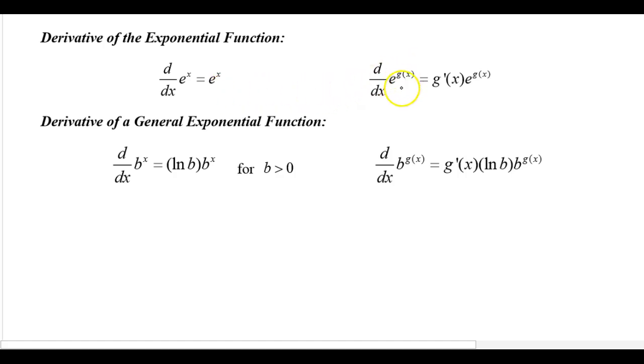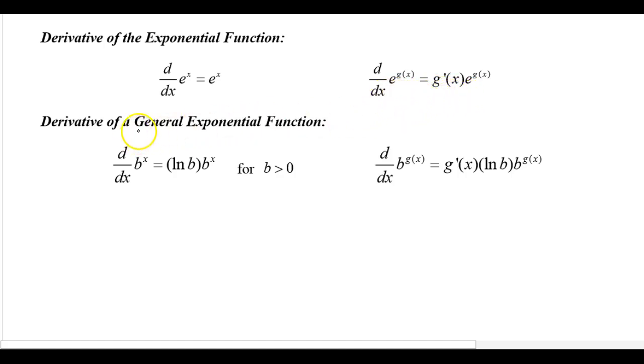And with the chain rule, we can extend that to say if I have the derivative of e to the g of x, so now g of x is inside of e to the x, well, the derivative of the outside, e to the x, is just e to the x, and we leave the inside the same, so that's e to the g of x. And then, of course, we multiply by the derivative of the inside, and the inside is g of x, so the derivative of that is g prime of x. So this is really just an application of the chain rule written out as a specific formula.